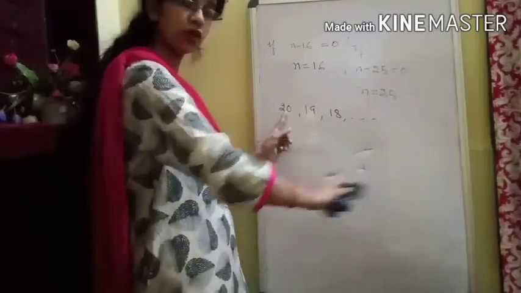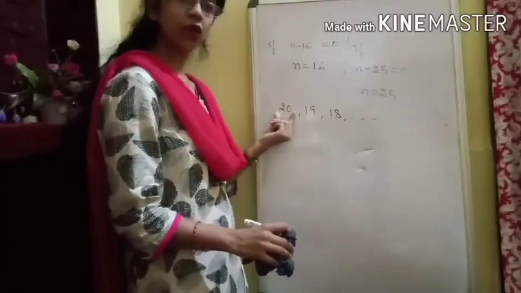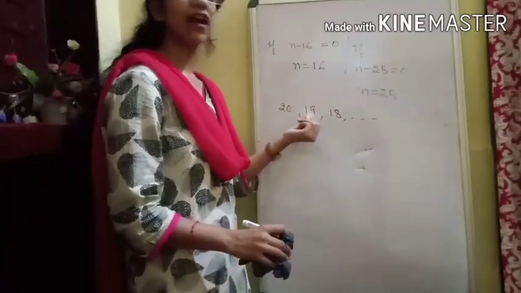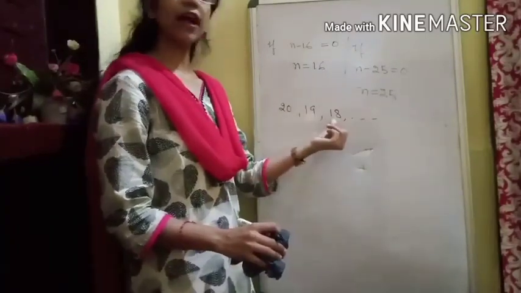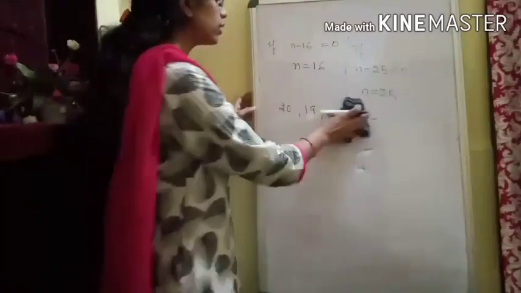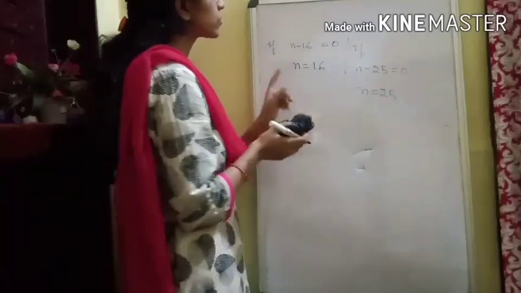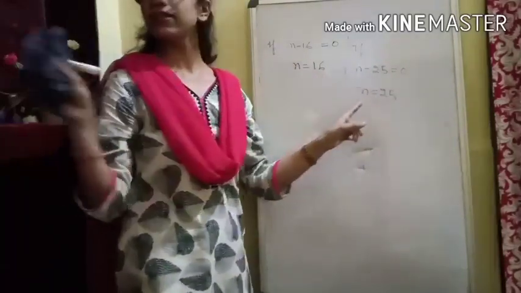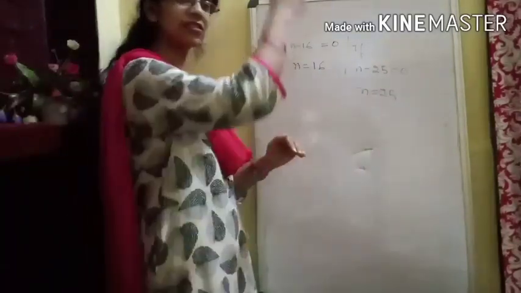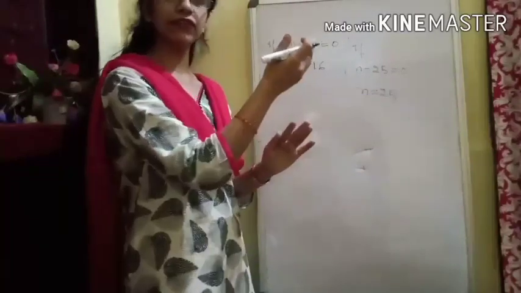In the first or very bottom row we had 20 logs, but in the very next row we have 19 logs, in the next row we have 18 logs. So with each row the number of logs is one less. Okay, so n is coming 16 and n is coming 25. So there could be 16 rows or there could be 25 rows.